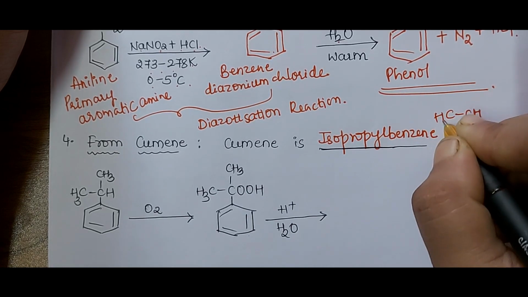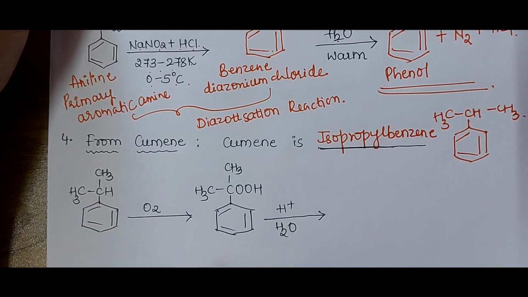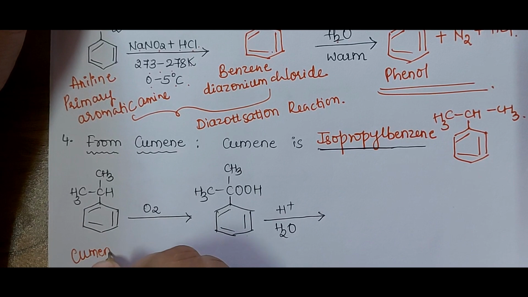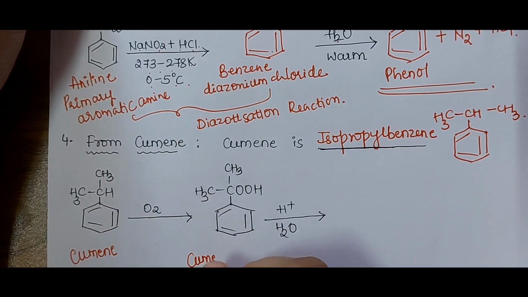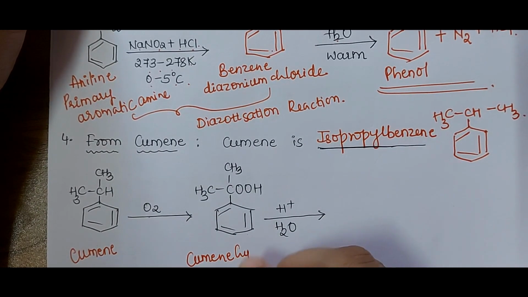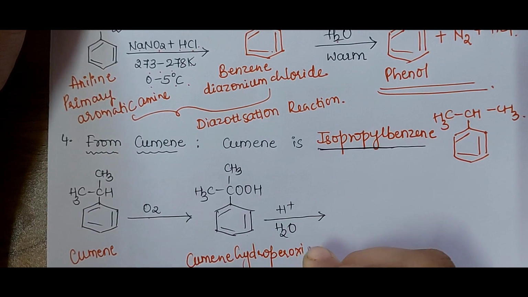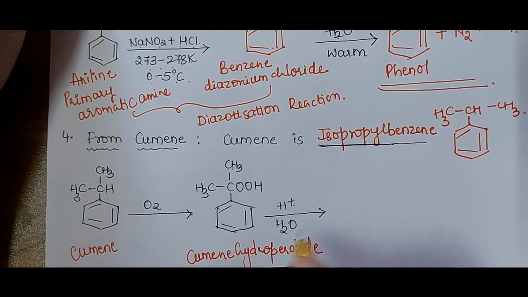Isocarbon has two methyl groups onto it, and if benzene is bonded to it, we call it isopropyl benzene. So we'll consider the reaction of it. When cumene is made to undergo oxidation, it forms cumene hydroperoxide, and this cumene hydroperoxide on reaction with H plus, that is acidification, further results in the formation of phenol.